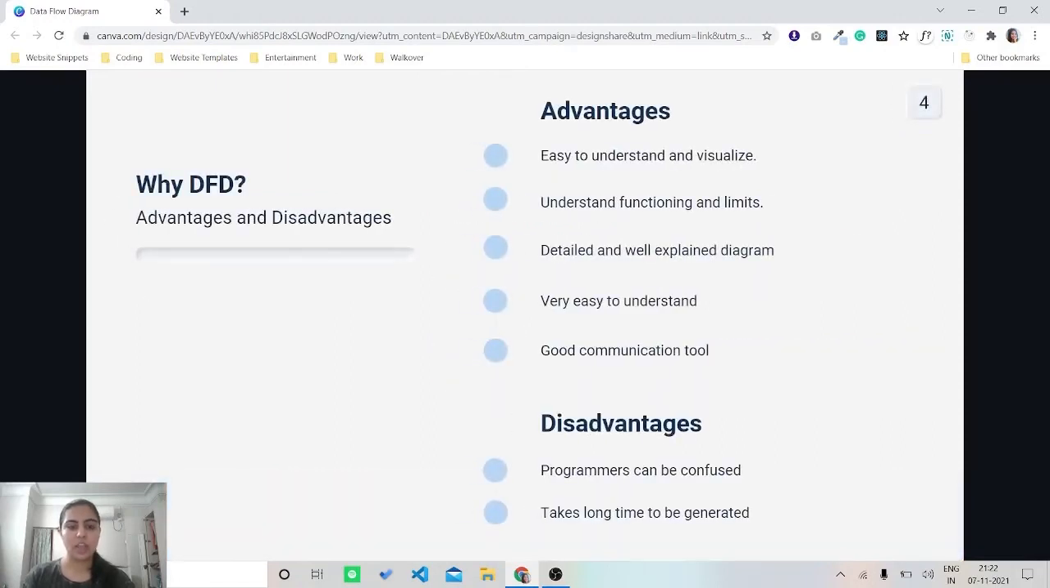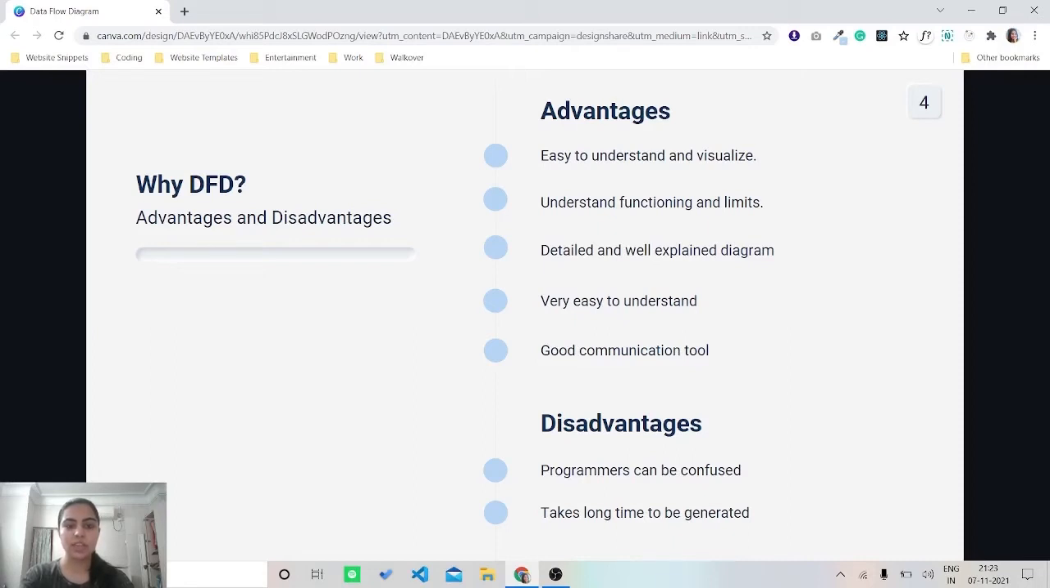Why DFD? Before moving forward, we need to understand why we use DFD. A DFD provides an overview of what data a system processes, what transformations are performed, what data are stored, what results are produced, and where they flow. Here are some of the advantages and disadvantages of DFD.